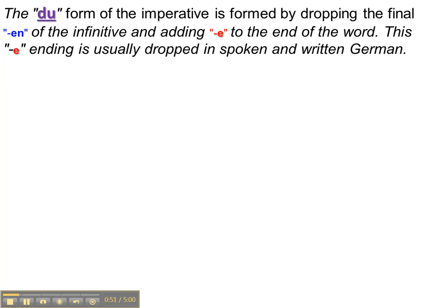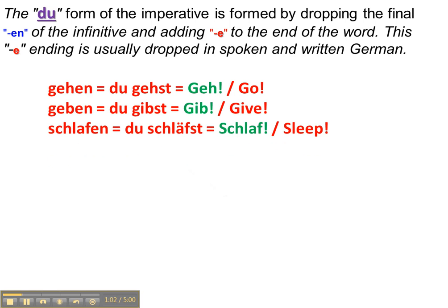Okay. So the du form of the imperative is formed by dropping the final en of the infinitive and adding an e to the end of the word. This e is usually dropped in spoken or written German. For example, gehen, du gehst. So we're going to drop the st, and we're going to drop the subject du, and we're just going to say geh or go. Geben, du gibst, gib or give.